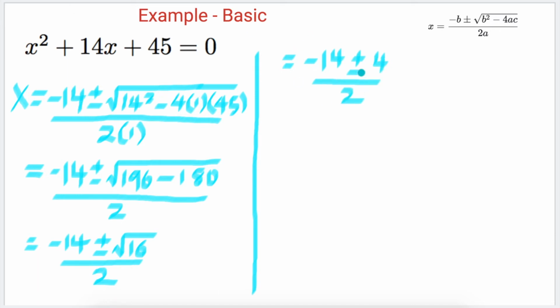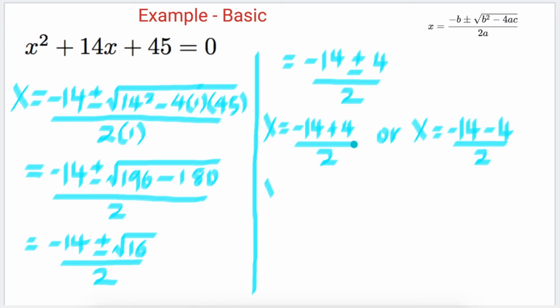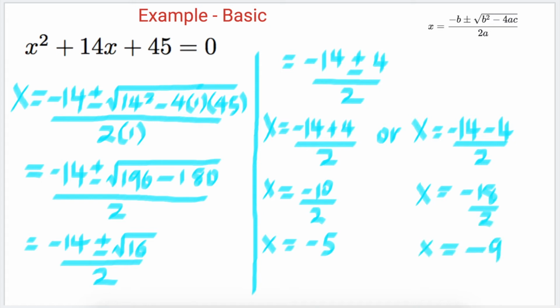And then at this step here, now we need to find the 2 solutions. Because we have plus or minus, we have to solve 2 equations. So the first one is going to be x equals negative 14 plus 4 divided by 2, or x equals negative 14 minus 4 divided by 2. We're going to solve the equation on the left side, and when you add negative 14 plus 4, it's going to be negative 10 divided by 2, and when you simplify that, you get x equals negative 5. We also need to simplify the other side, so negative 14 minus 4 is negative 18. Divided by 2, you end up with x equals negative 9. And these are the solutions for this quadratic equation.